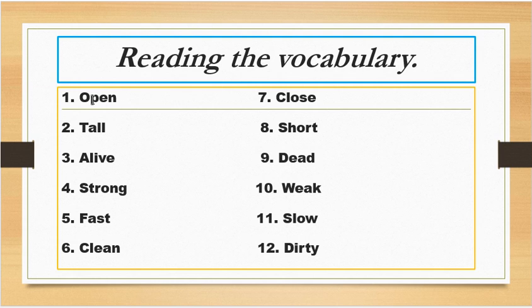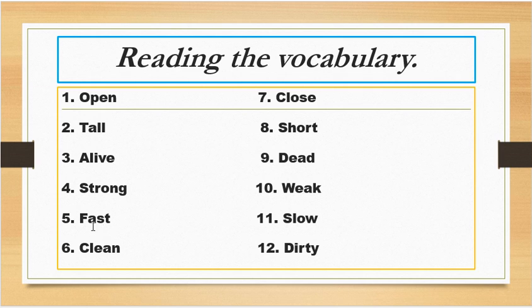Number one, we have open. Open is the opposite, or antonym, of close. Next we have tall, which is the opposite of short. And alive, which is the antonym of dead. Number four, we have strong, which is the antonym of weak.